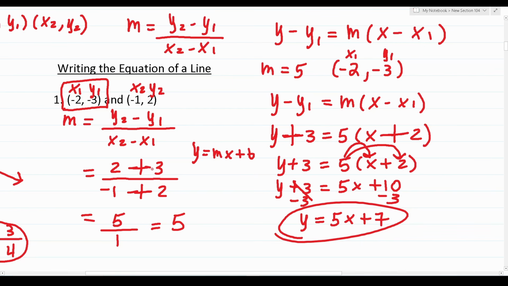Again, first we found the slope. Then we took the slope as well as the values for one of the ordered pairs and plugged them into the point slope equation. And then we rearranged that point slope equation to put it in slope intercept form, which is y equals mx plus b. It's a bit of a process, but nothing's too difficult. All right, so let's do another example.